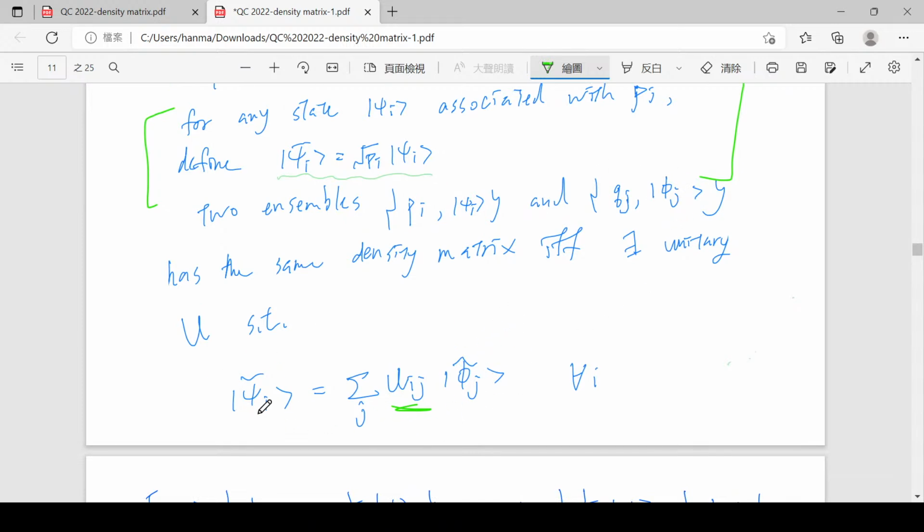And if they are related by a unitary in this way, it feels like these states are kind of a basis, and you can do a unitary transformation to another set of states. Mathematically, if every psi tilde can be written as the summation over j of U_ij phi_j tilde, then those two ensembles are describing the same density matrix, and this is if and only if.